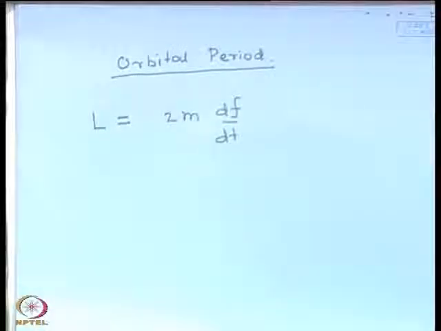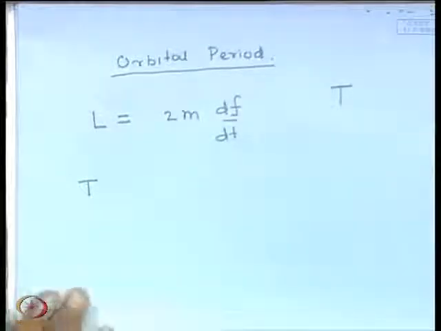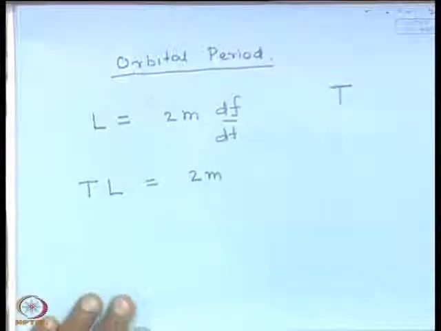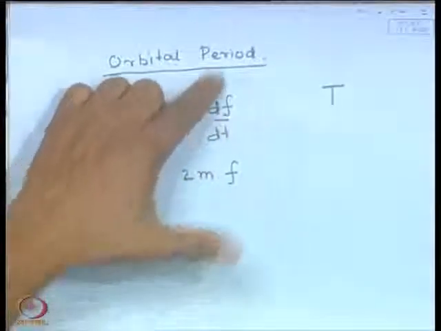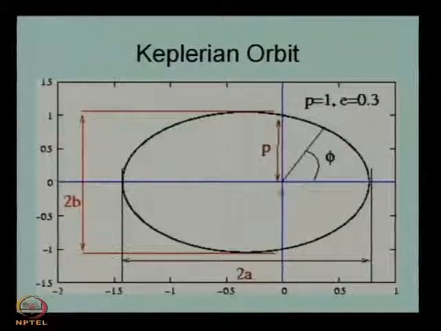So now what we can do is we could integrate this equation over one whole orbit. So let us say that the orbital time is T, the orbital period. If I integrate this over one whole orbit, then what I will get is that T, the orbital period, into L, the angular momentum, is equal to 2m into the area. This f is the area, right. This is the rate of change of area. So if I integrate over one whole orbit, I will get the area of the ellipse, right. I start from here and calculate the area that it subtends at the center. If I integrate over the entire orbit, I will get the area of the ellipse. So f is the area of the ellipse.